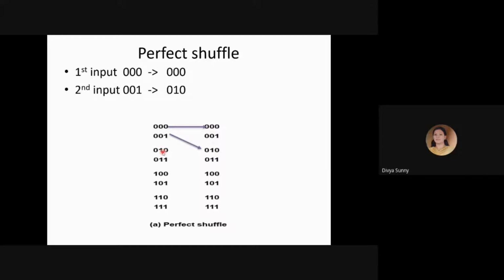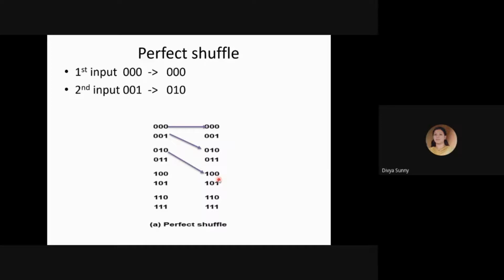Next input is 010. So 010 will be connected to 100, because this 0 will move to the middle position, the 1 will move to the most significant bit position, and this 0 will move to the least significant position. So 010 will become 100. So the connection from 010 is to 100.